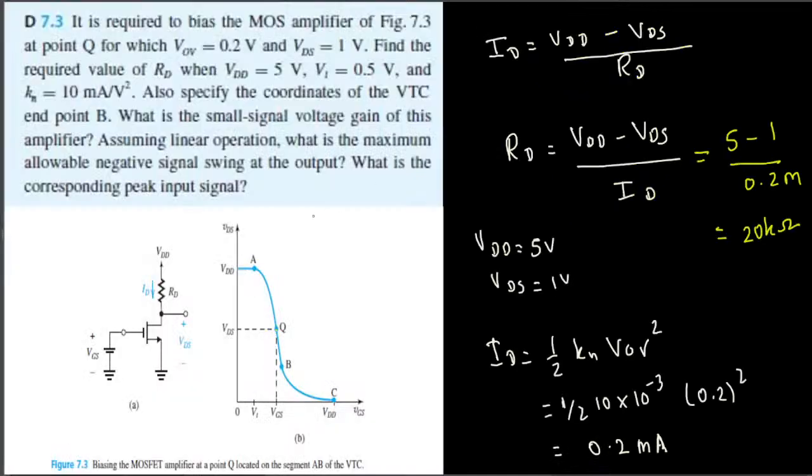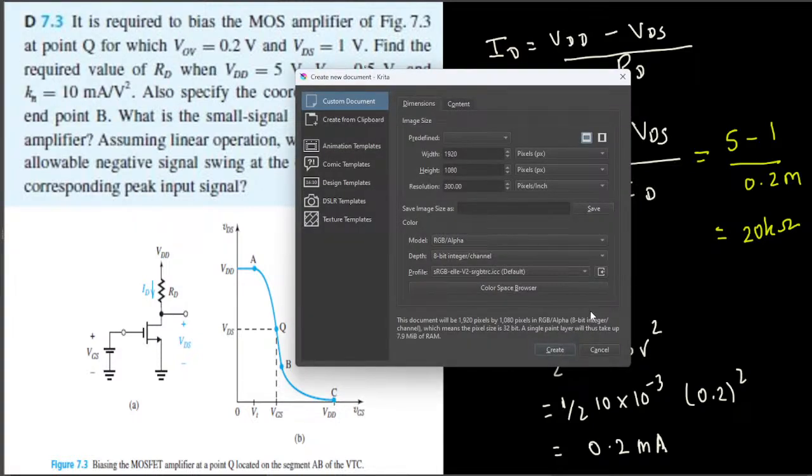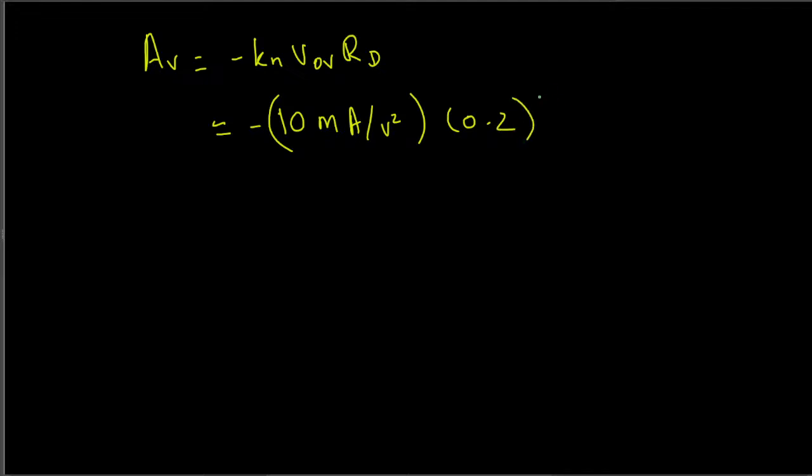Okay, now we have done that, and the next part is asking what is the small signal voltage gain of this amplifier. To find out the small signal voltage gain, we use this equation. AV, that is voltage gain, is equal to Kn times V over drive times the RD resistance, and the Kn is 10 milliampere per voltage square. That's provided in the question, so we plug that one here, and then V over drive also given, that is 0.2. Put that one here, and then RD we calculated to be 20 kΩ resistance. Put that one also here, and if you solve for this one, you're going to end up getting minus 40. That's the gain.